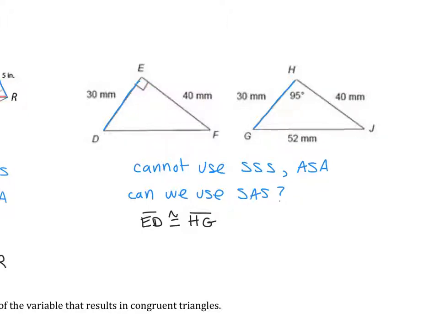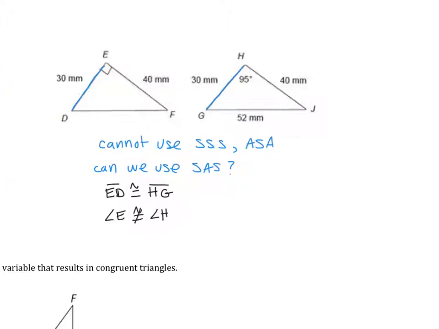And then if I'm using the included angle, here's what I see. I see that this angle is 90 degrees and this is 95. So from here, I know that angle E is not congruent to angle H. So that means that I can't use side, angle, side, and therefore there's no way to determine that those two triangles are congruent. So we would say not congruent.